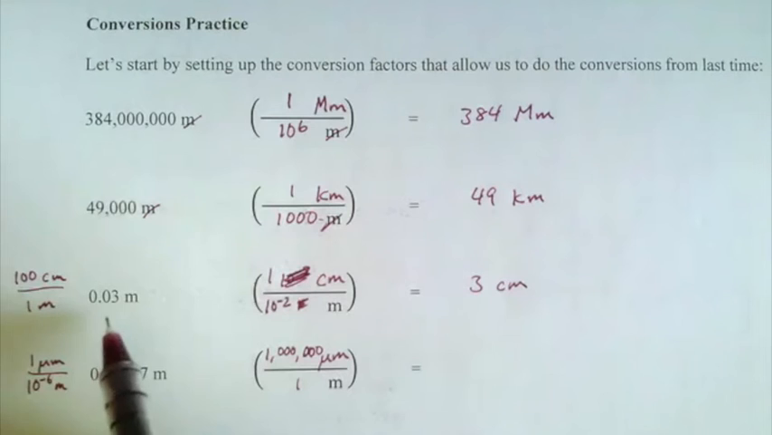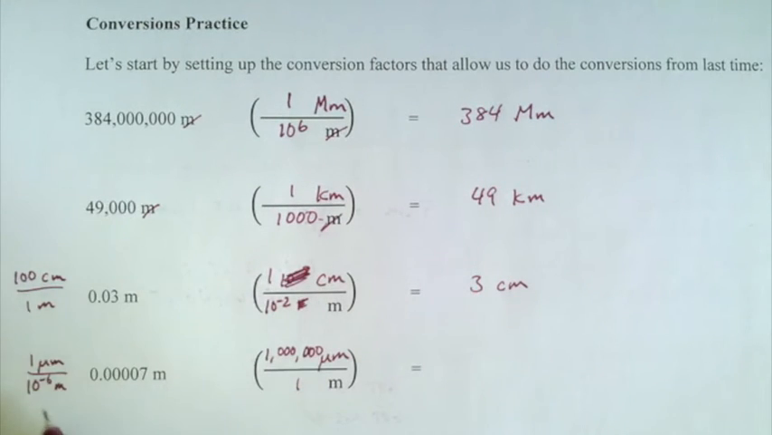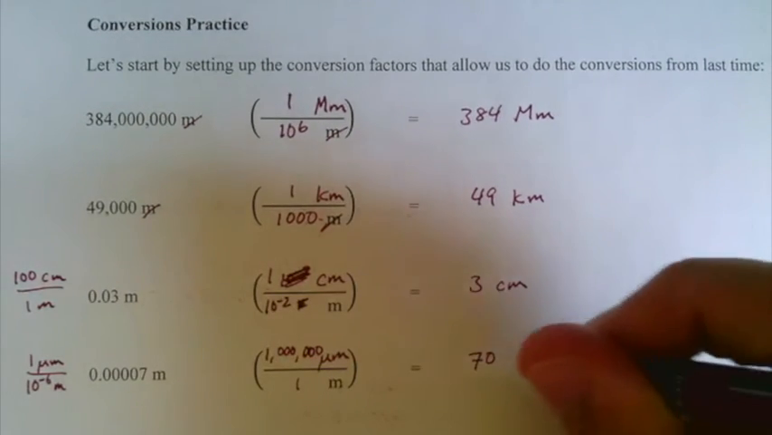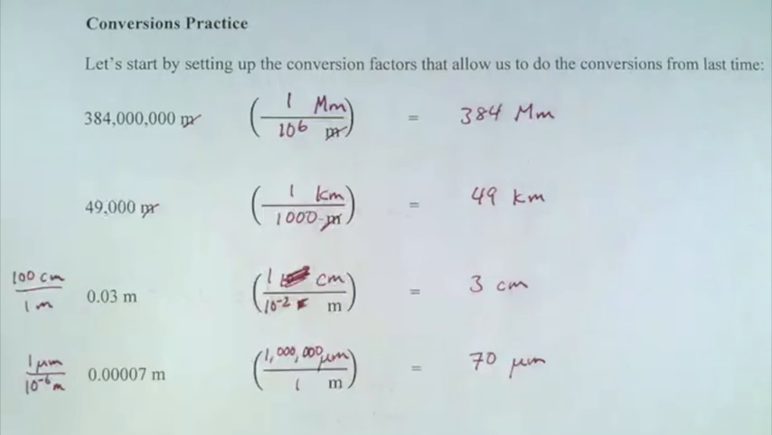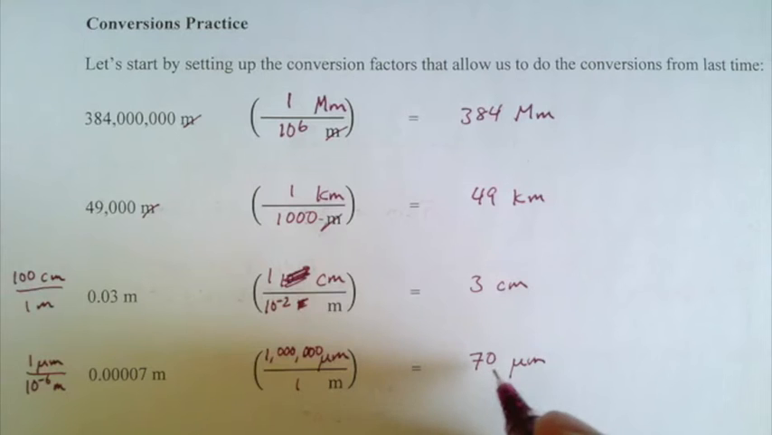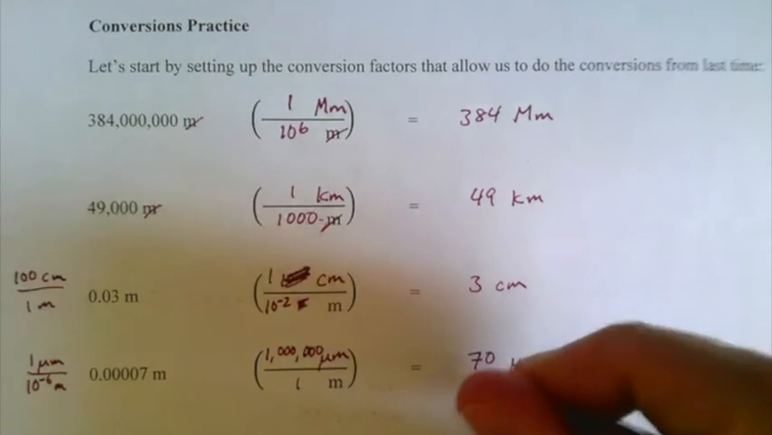Same thing would happen if we took 0.03 and multiplied by 100. Lastly, this divided by 10 to the minus 6, or this times 1,000,000. Both of those should give us 70 micrometers as the result of this. Notice in this case, we are going to add a 0 out here, but because I don't have a decimal point, that 0 is still not a sig fig.